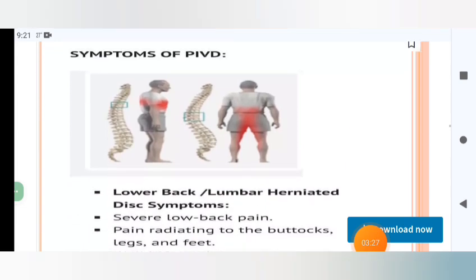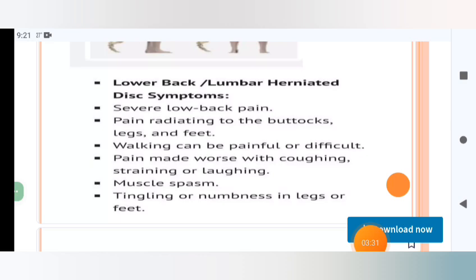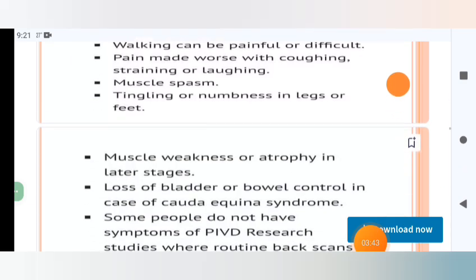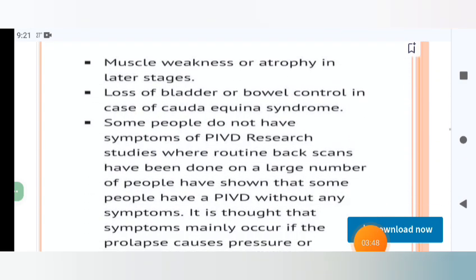Symptoms of PIVD, lumbar herniated disc symptoms: severe low back pain, pain radiating to the buttocks, legs and feet. Walking can be painful or difficult. Pain is made worse with coughing, straining or laughing. Muscle spasm, tingling or numbness in legs or feet, muscle weakness or atrophy in the later stage, loss of bladder or bowel control in case of cauda equina syndrome.